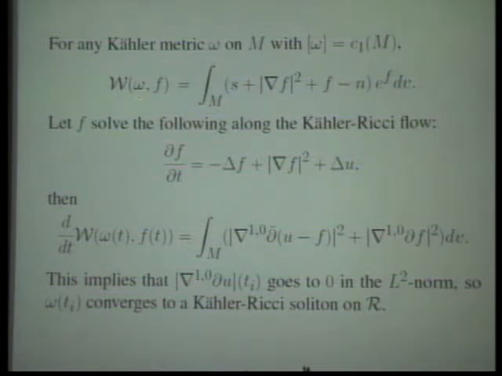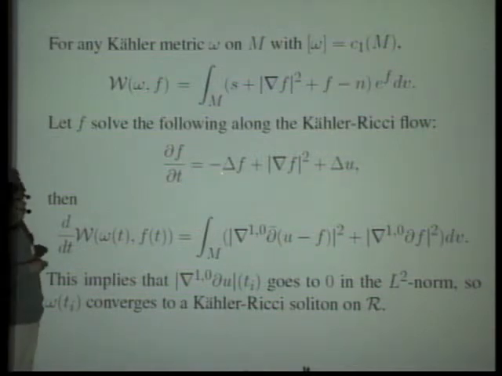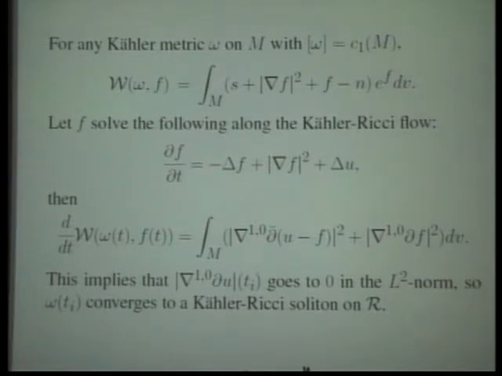Okay, so given any Kähler metric and a function, you define this functional. This is the volume form. And let f solve this backward parabolic equation, where the Laplacian and the gradient are given by omega_t. So it's a time-changing Laplacian.